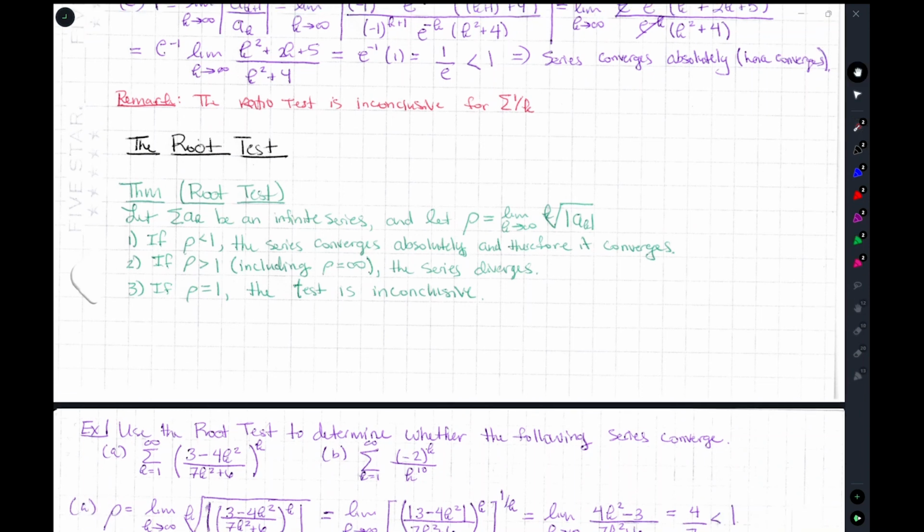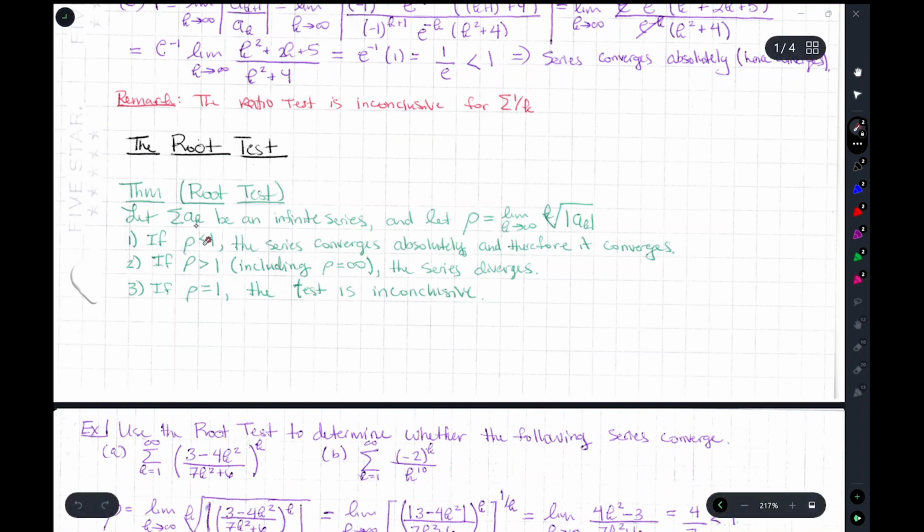So now let's look at the root test, okay? The root test is often used when you have a single term raised to the power of k. It becomes convenient there. Oftentimes, any series that you could tackle with the root test, you could tackle with the ratio test. So it's more common to see the ratio test being used than the root test.